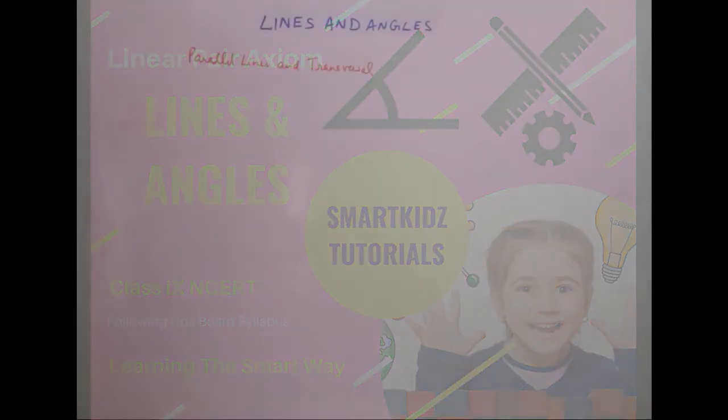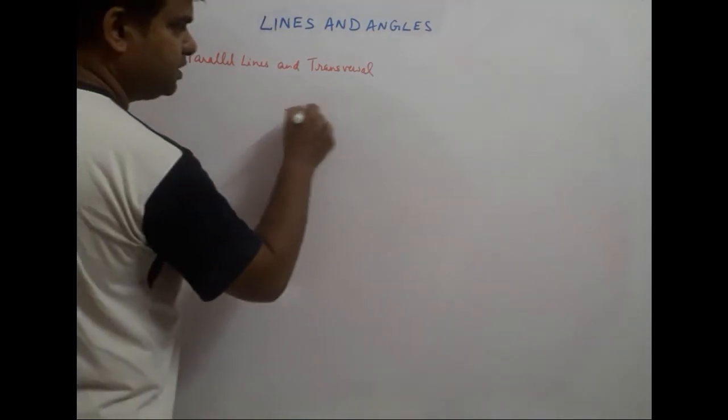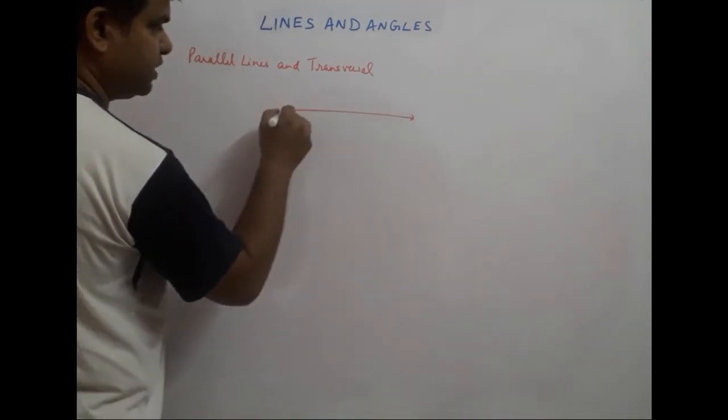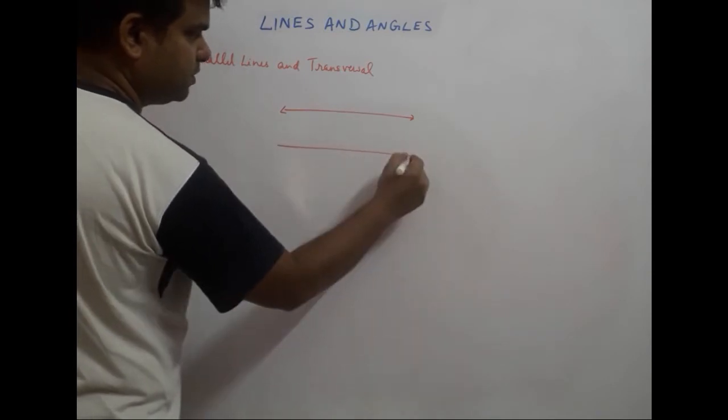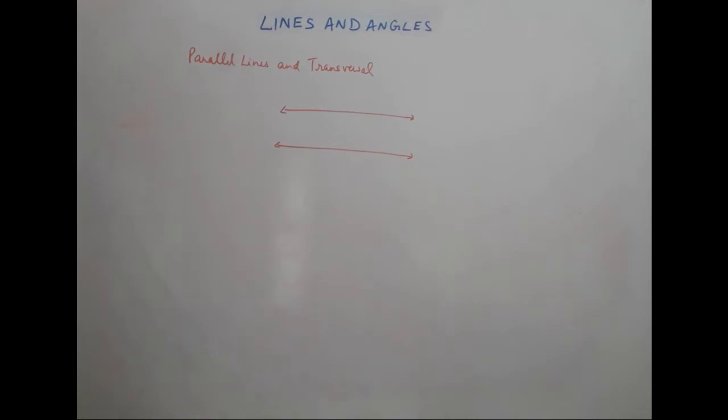Hello students, in this video we will learn about parallel lines and a transversal. Let us look at what are parallel lines first. Lines that do not meet each other infinitely. Okay, that means they will never ever meet each other. Such lines are called parallel lines.